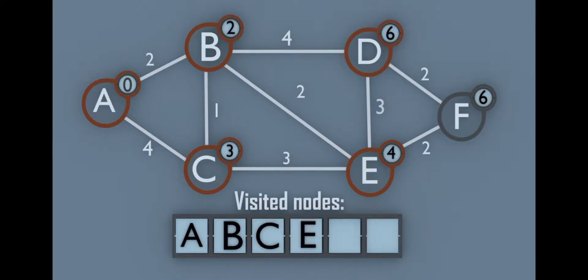Finally, we visit node D, but since none of the distances are less than the weight of the node, no weights are updated. At node F, there are no unvisited nodes left, so we just set node F as visited. Now when all of the nodes are visited, we can see that the shortest path from node A to F is through nodes B and E, with the total distance of 6.